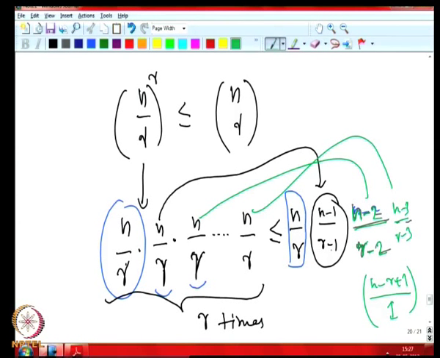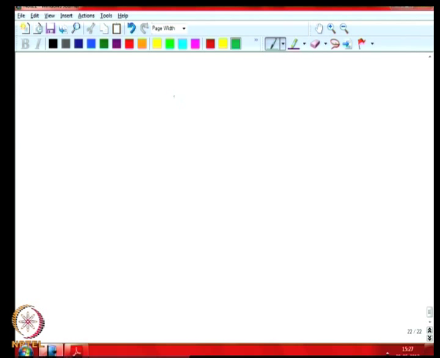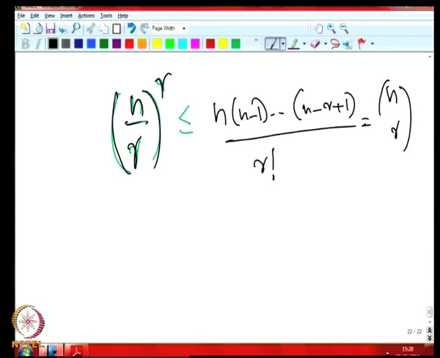So above what you get is n into n minus 1 into n minus 2 into n minus 3 up to n minus r plus 1, and below what you get is r into r minus 1 down to 1, that is r factorial. Therefore, we get (n by r) to the power r is less than or equal to n into n minus 1 up to n minus r plus 1 divided by r factorial, which is essentially n choose r. So that way the lower bound is proved.